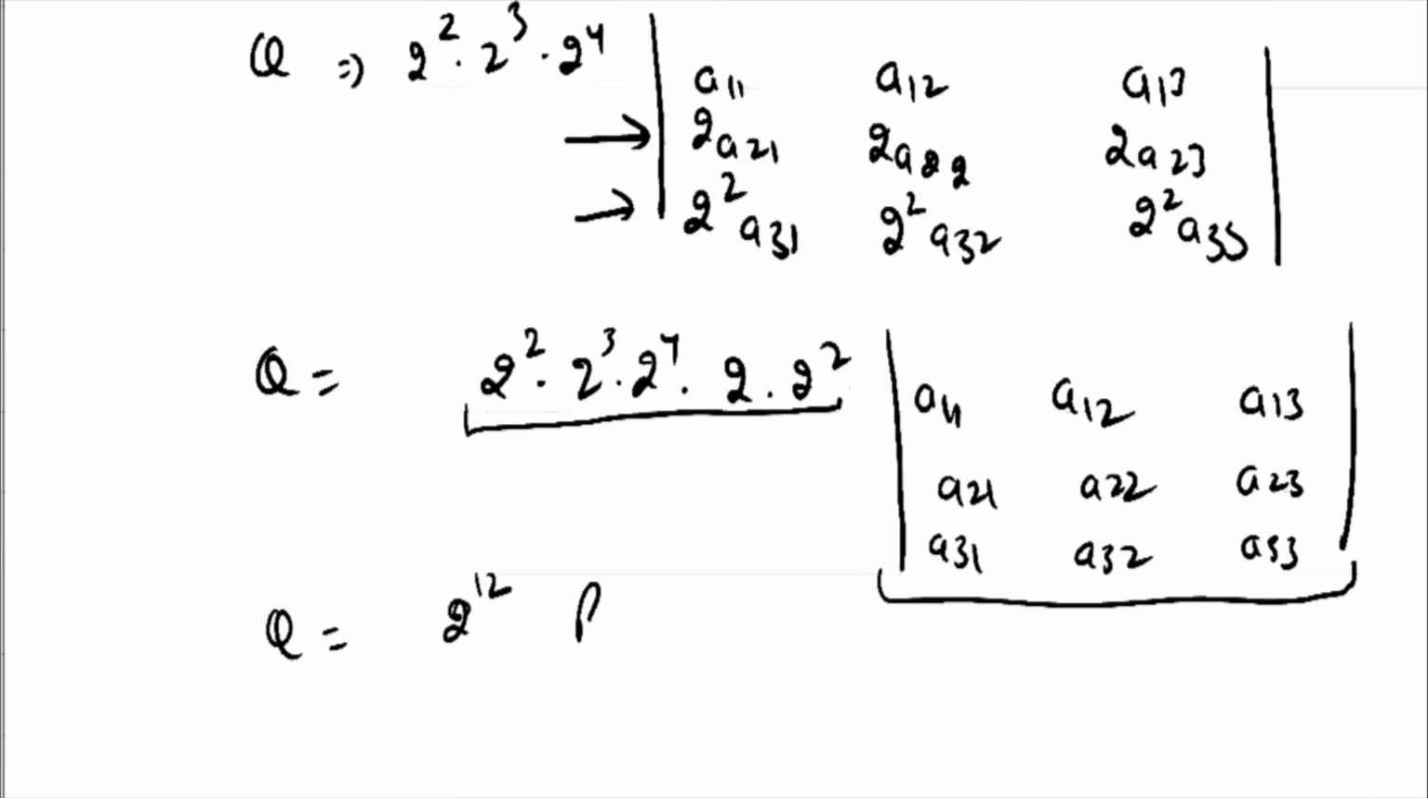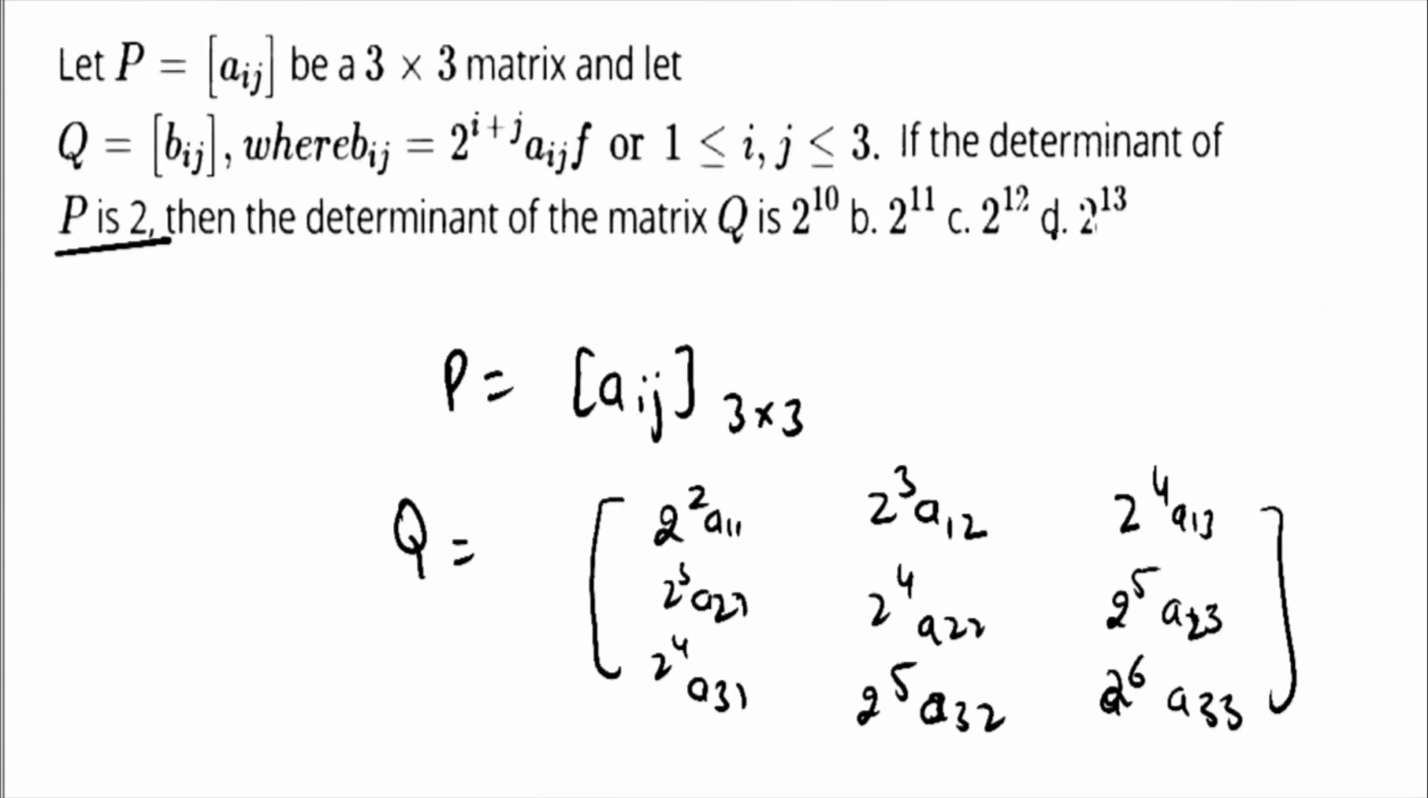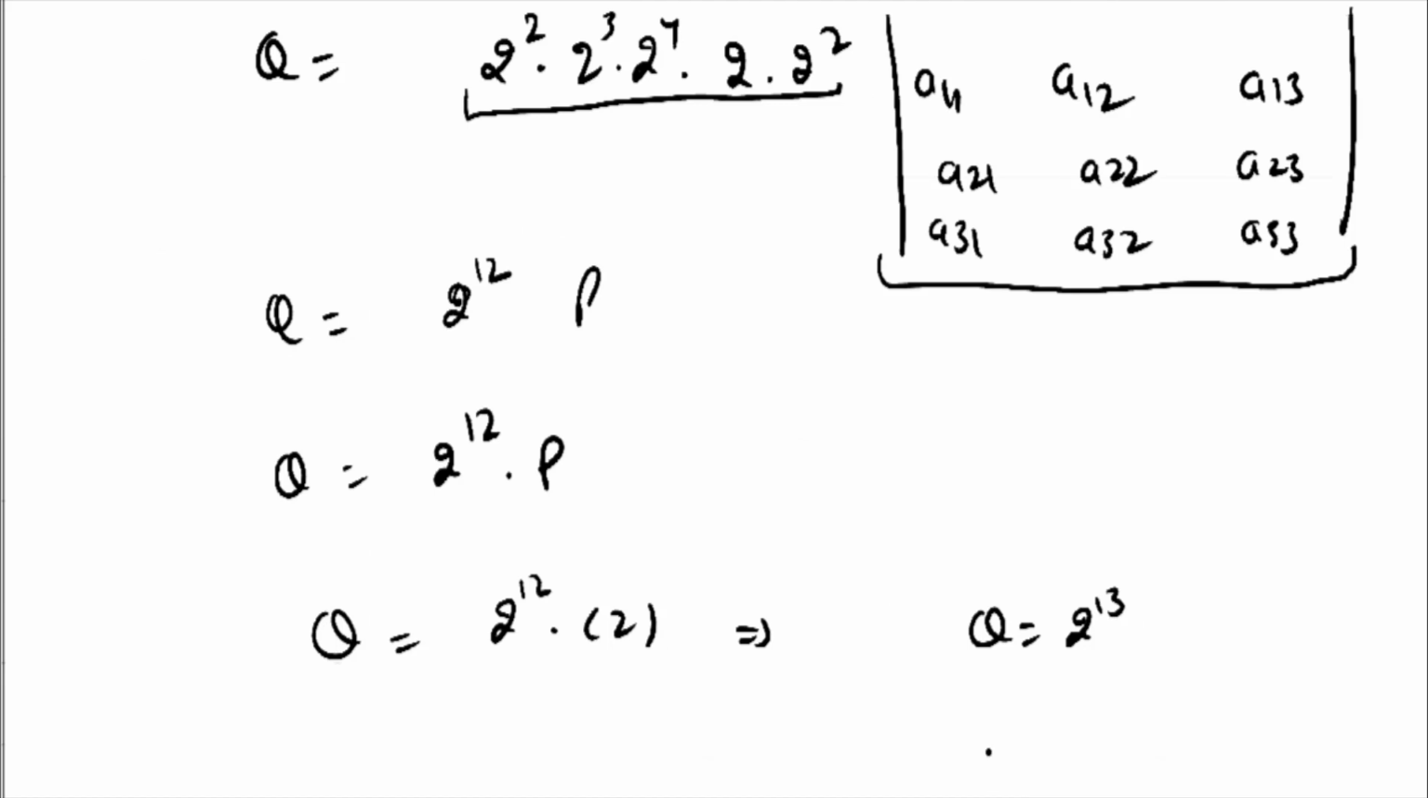So from here we have Q is equal to 2 raised to power 12 into P. And here also P is 2. So from here we have Q is equal to 2 raised to power 12 into 2. So here powers will add again. So here we have Q is equal to 2 raised to power 13. And if we look at our option, so from here option D is our correct answer.